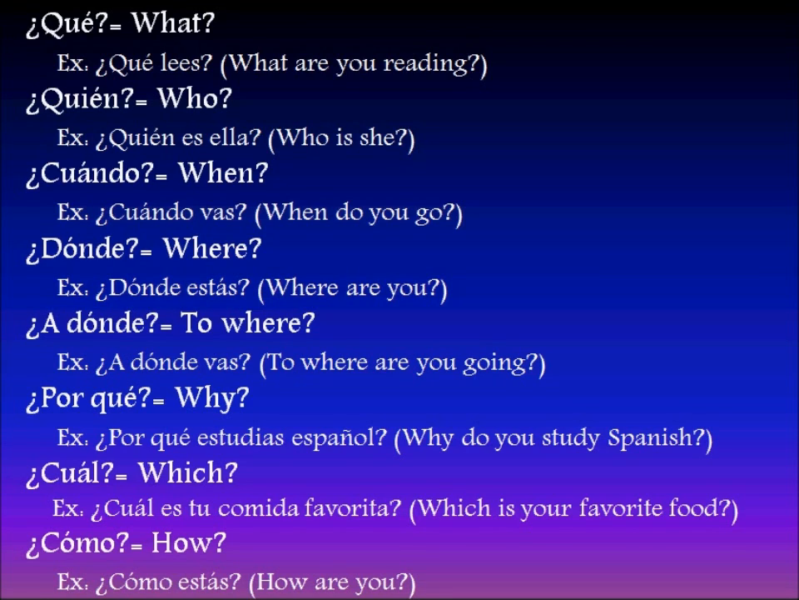because these are not cognates. These are harder words to memorize because they don't look or sound anything like their English translation. But you definitely have to know these. They're very important in our Spanish language.